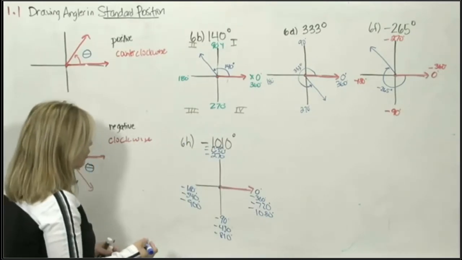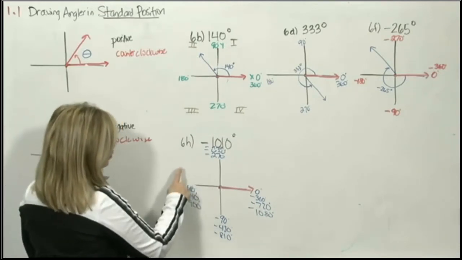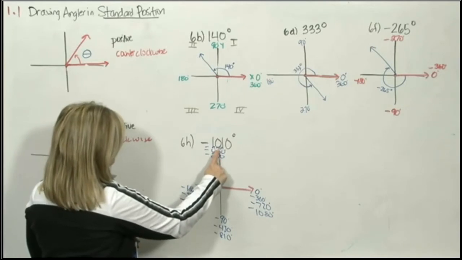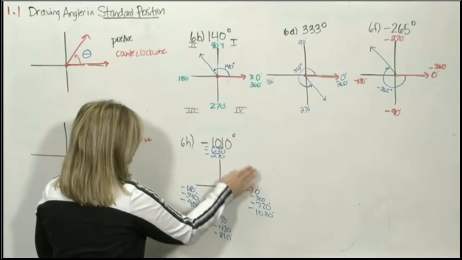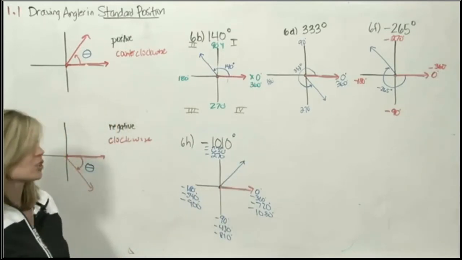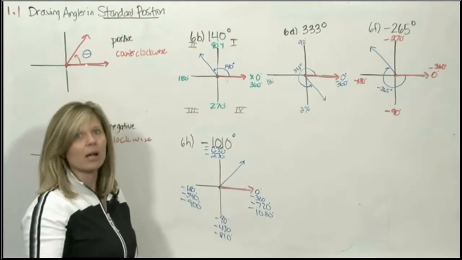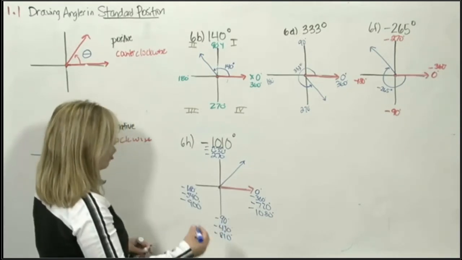So now we know that if we look for where our terminal ray is going to land, it's going to land between negative 990 and negative 1080. So it's going to land in quadrant 1. Now, here's the catch. We have to show that we counted around many times. In fact, we counted around almost 3 times.